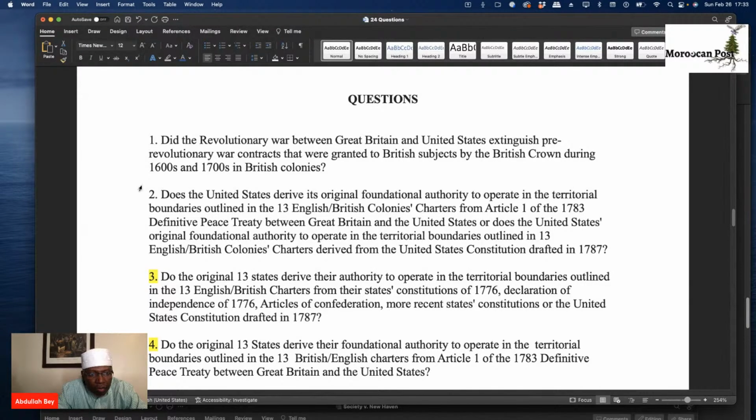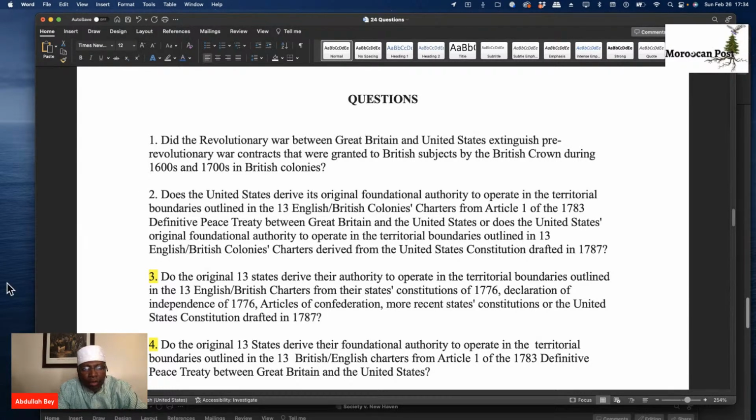All right. Question number 2. Does the United States derive its original foundational authority to operate in the territorial boundaries outlined in the 13 English/British colonies charters from Article 1 of the 1783 Definitive Peace Treaty between Great Britain and the United States? Or does the United States original foundational authority to operate in the territorial boundaries outlined in the 13 English/British colonies charters derive from the United States Constitution drafted in 1787?